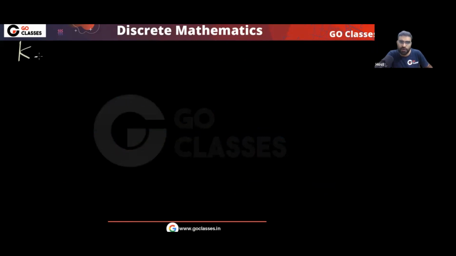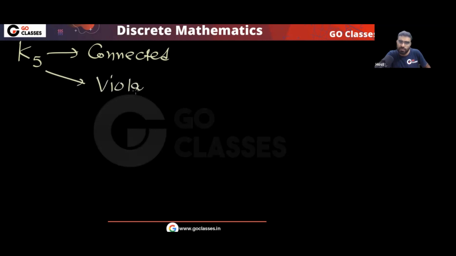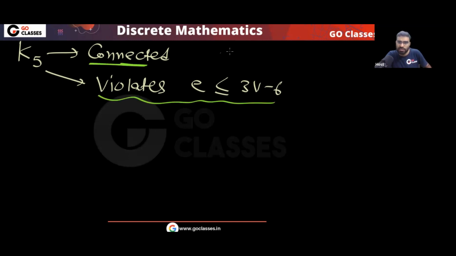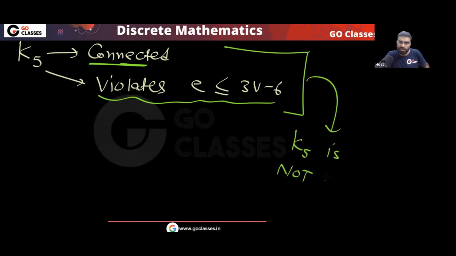So remember this K5, this is a connected graph. Notice, this is connected, but it violates this equation: E is less than or equal to 3v minus 6. That is the reason. It is connected, but it violates this equation. So from these two, what can I say? I can say K5 is not planar.